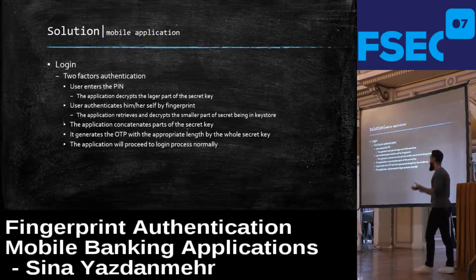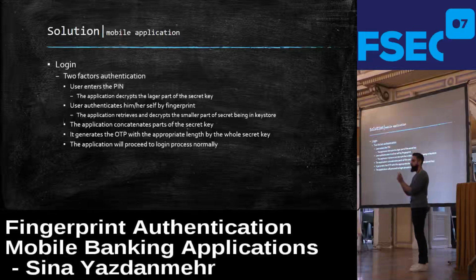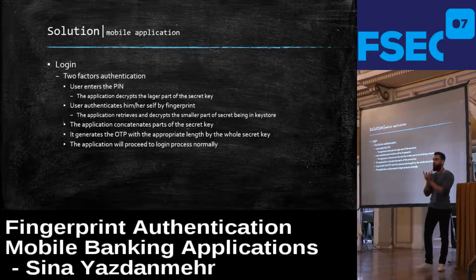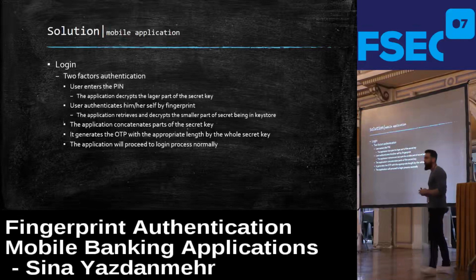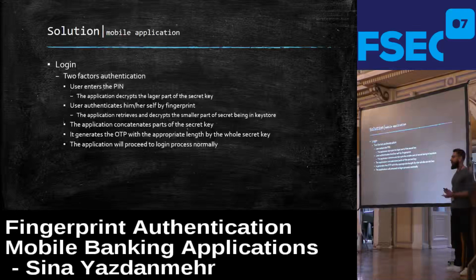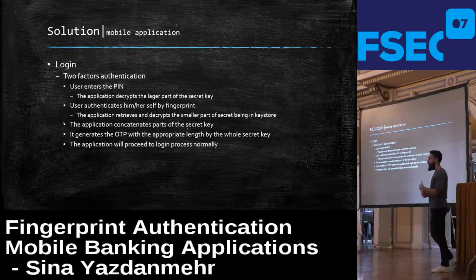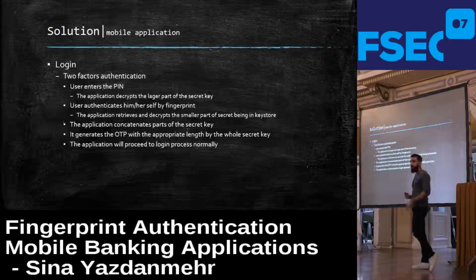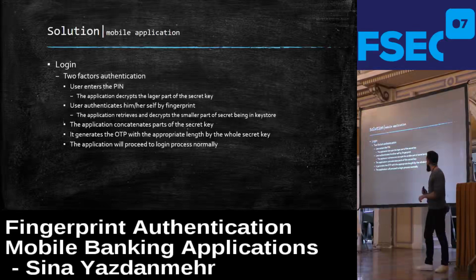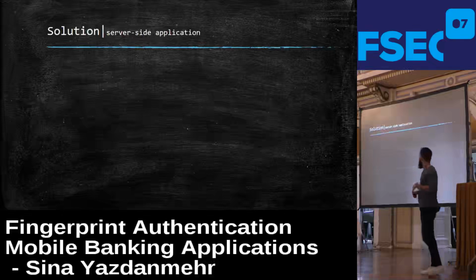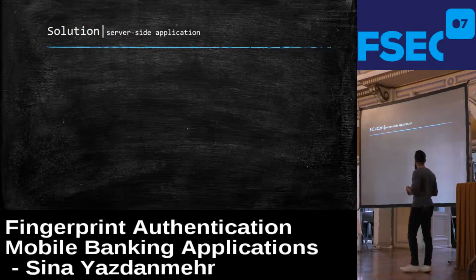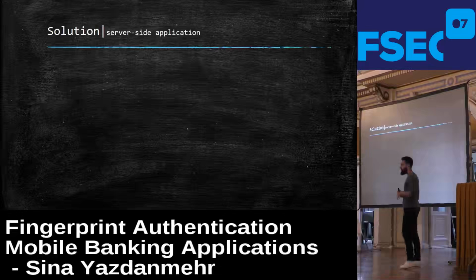So the application can again join the two parts and has the whole secret key, and use that as the seed for the OTP algorithm, generate an OTP with suitable length, and send the data to the server-side app. Everything is done on the client side. Now, let's take a look at the server-side application.